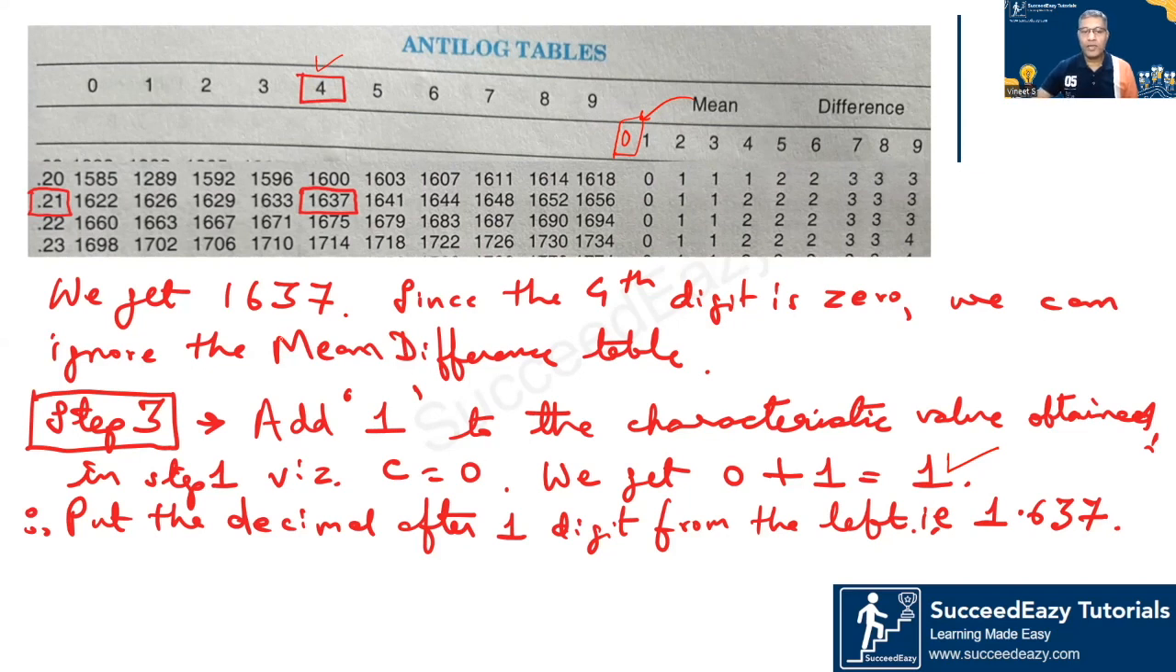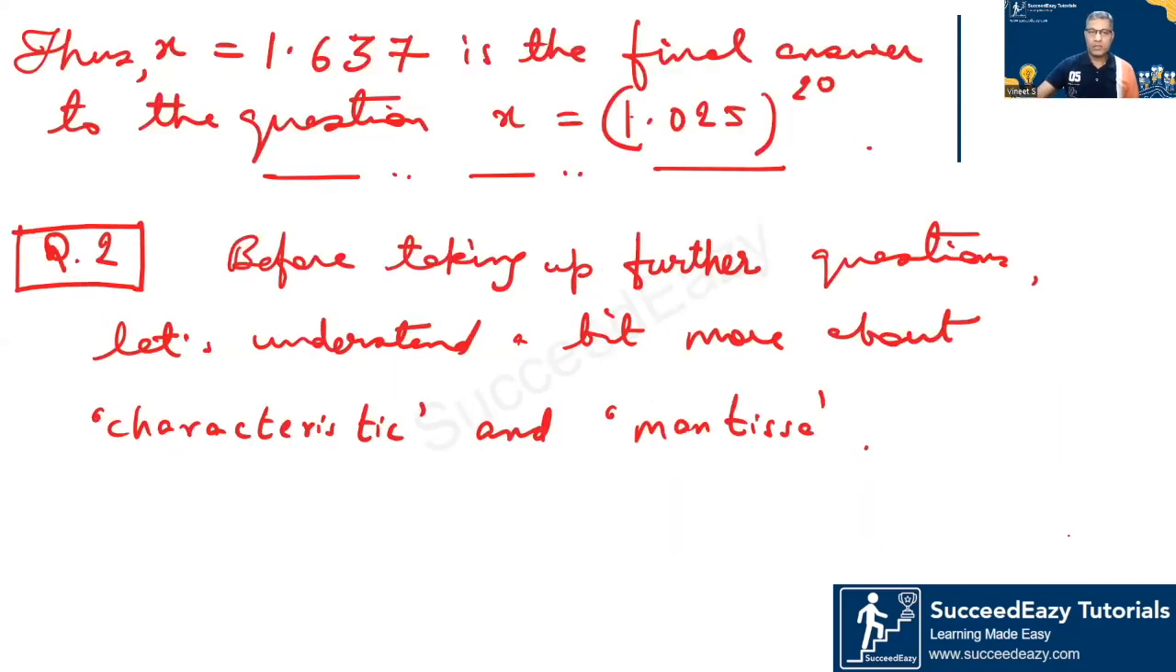What you got till now was 1637, isn't it? So starting from the left, you need to leave one digit from the left. This is what you get when you add 1 to the characteristic. So leaving one digit from the left, you get 1.637. That becomes your anti-log. Thus, x is equal to 1.637. That is your final answer to the question.